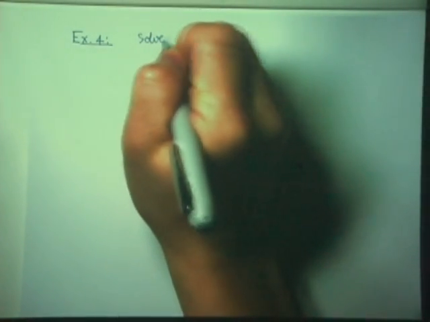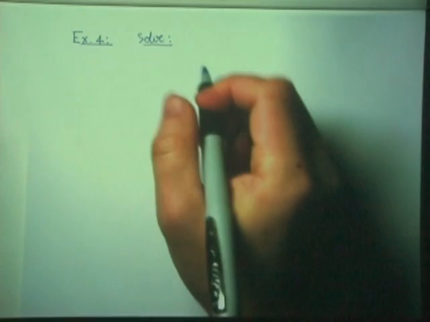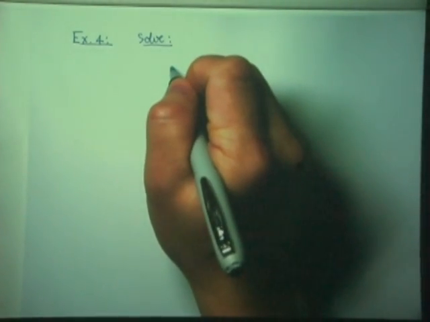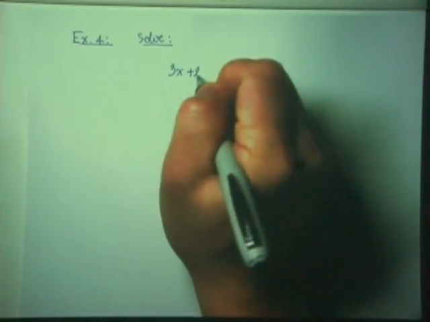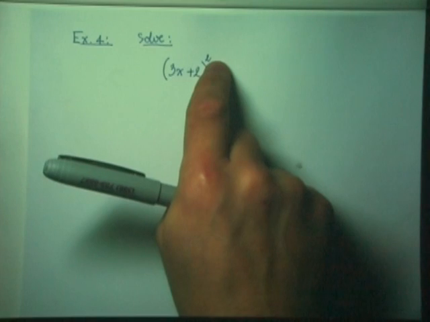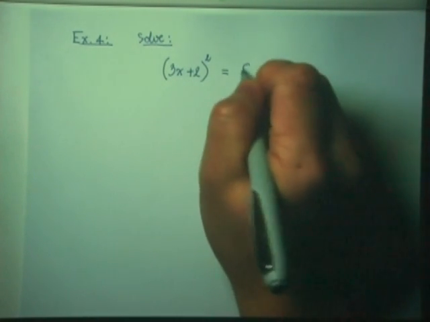Now, example number 4. Okay, let's solve another equation here using the square root property. (3x + 2) all squared equals 9.